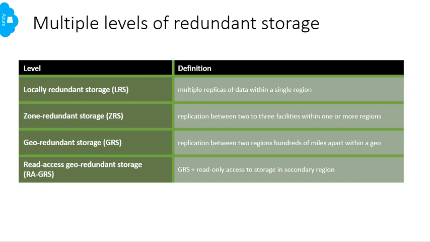So first, multiple replicas within a data center or a single region. Here we have multiple regions, and then we have geo, which gives us regions 100 miles away from each other, so that will give us DR. With read-access geo, that gives us RA-GRS, read only. So the takeaway from here is multi-redundancy. It's really important to understand this, because when it comes to designing your backup or storage requirement, you need to think about this.